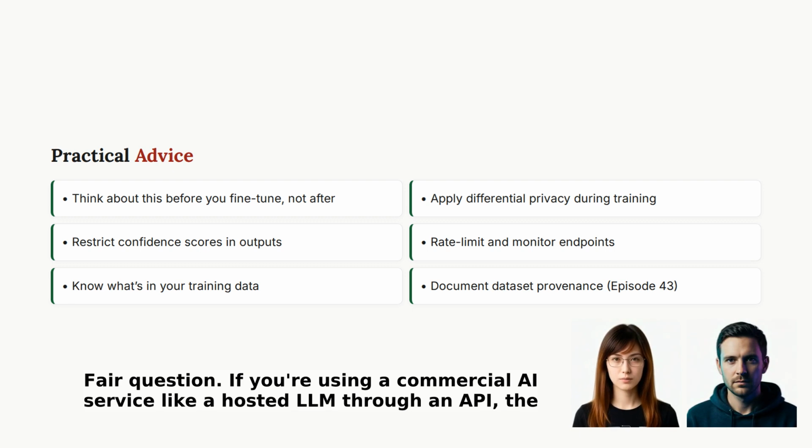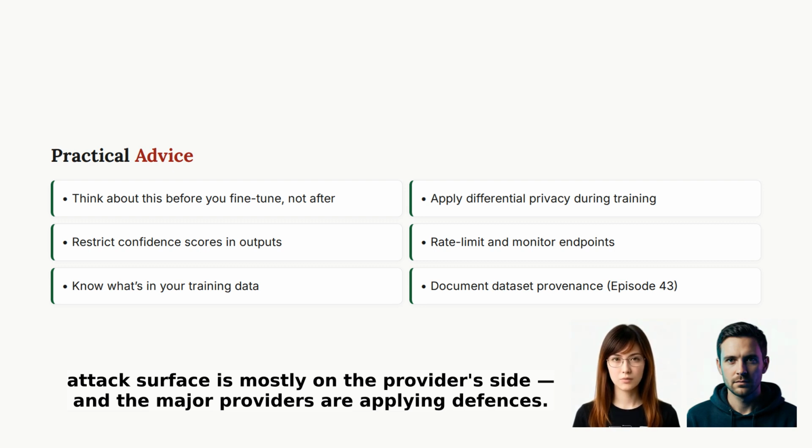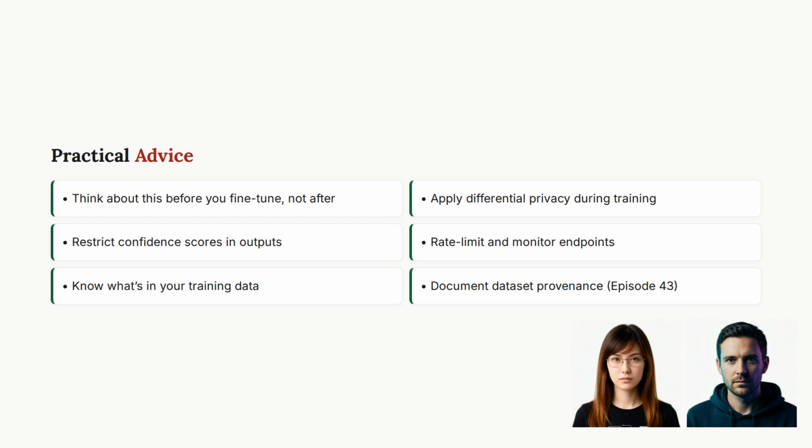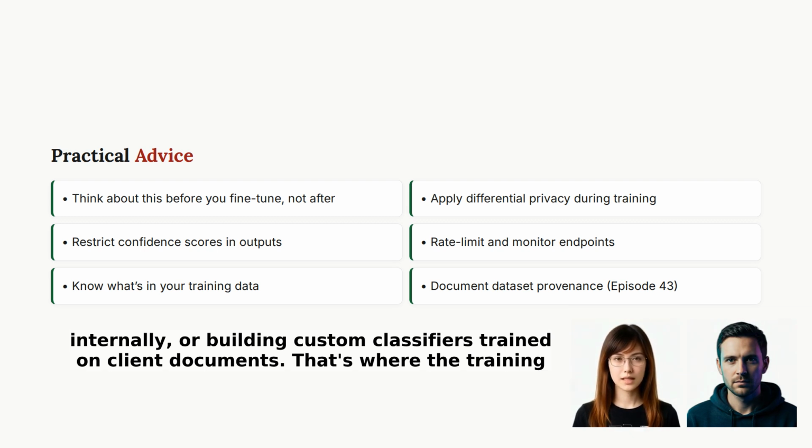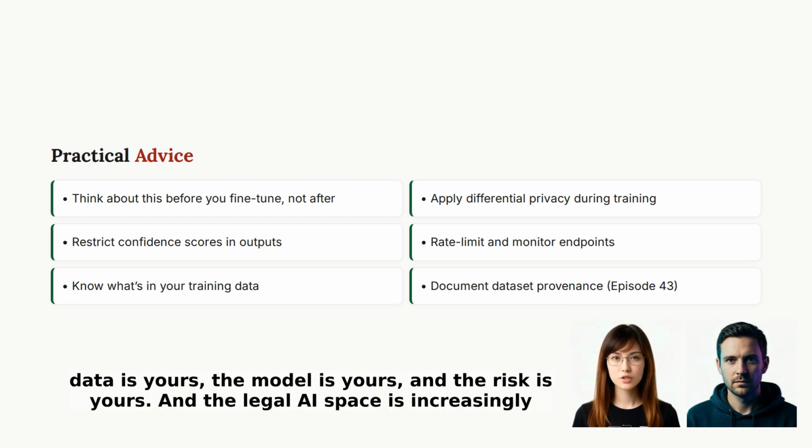Fair question. If you're using a commercial AI service like a hosted LLM through an API, the attack surface is mostly on the provider side, and the major providers are applying defenses. Where it gets real is when you're fine-tuning models on your own data, deploying models internally, or building custom classifiers trained on client documents. That's where the training data is yours, the model is yours, and the risk is yours.